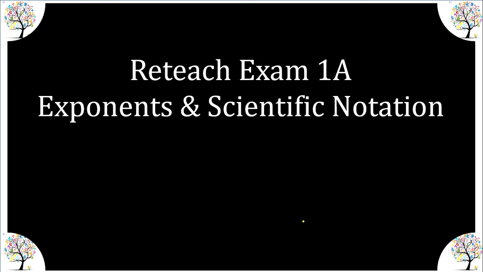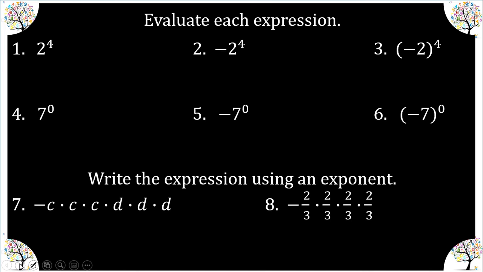Okay, guys, let's go over exponents and scientific notation. First of all, let's evaluate exponential expressions. So number one, we have 2 to the 4th. So this is 2 times 2 times 2 times 2, and then we're going to pair up our factors, and we have 4 times 4. This gives us 16.